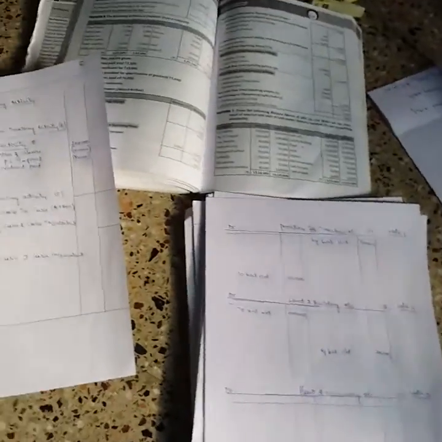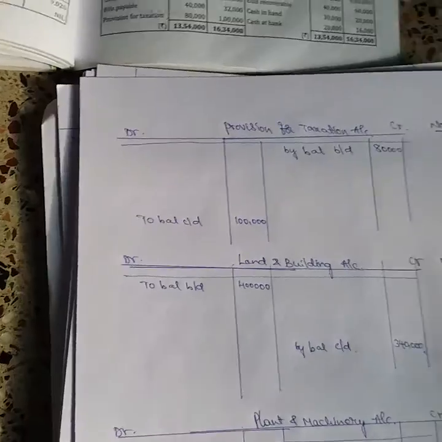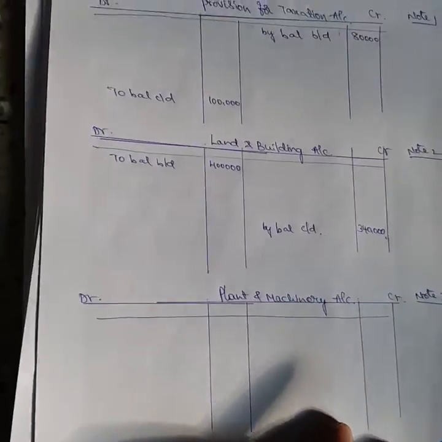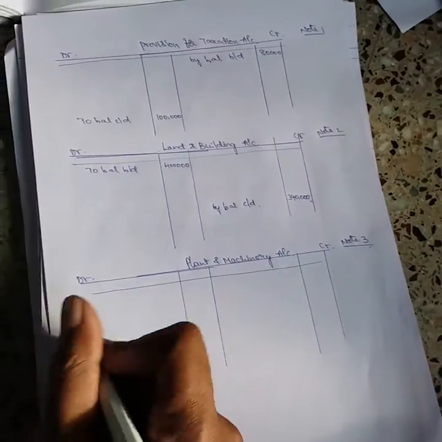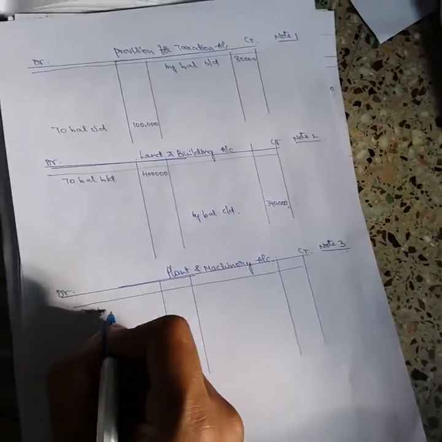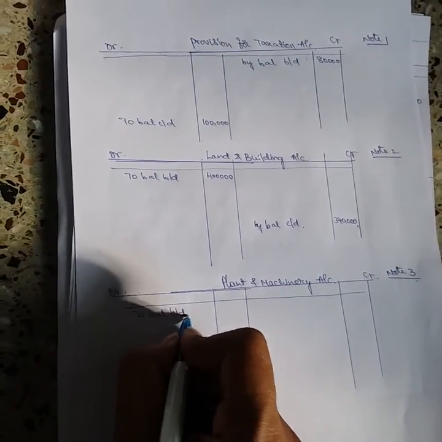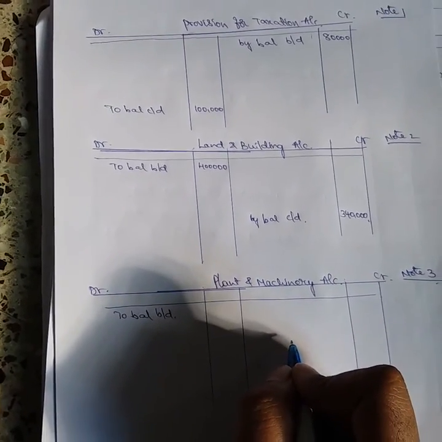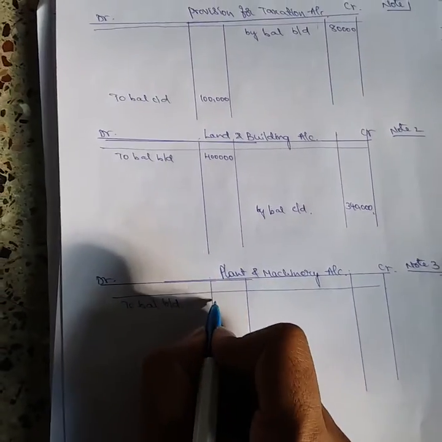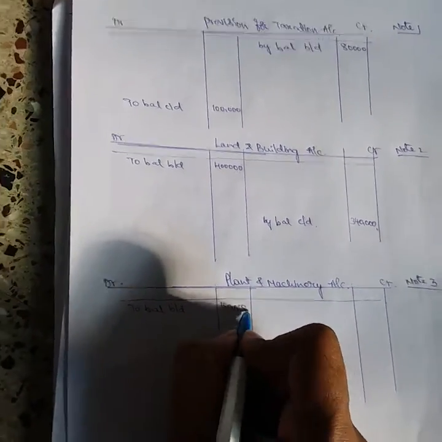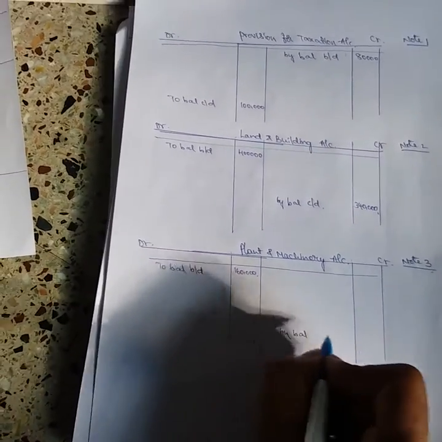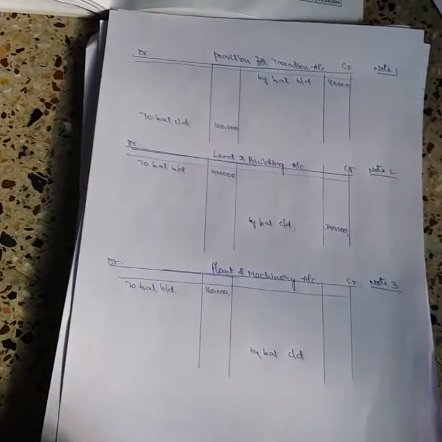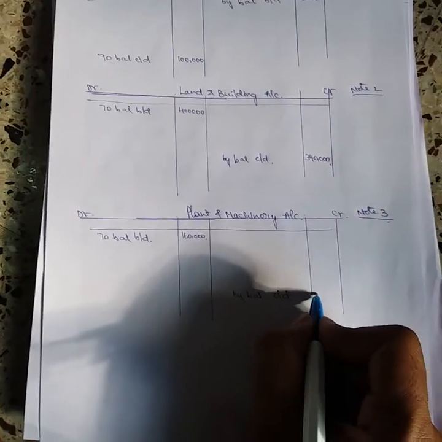Next, plant. As there is depreciation, there is adjustment in plant and machinery, so we need to prepare plant account. So opening balance of plant is 1,60,000, brought down on debit side, opening balance to balance brought down, opening balance 1,60,000, closing balance by balance carried down, closing balance amount is 4 lakh.